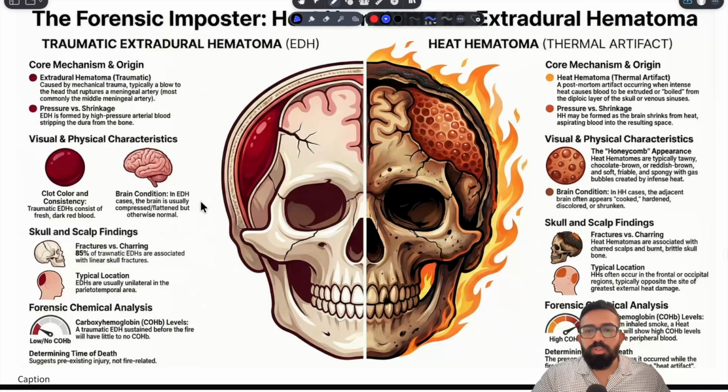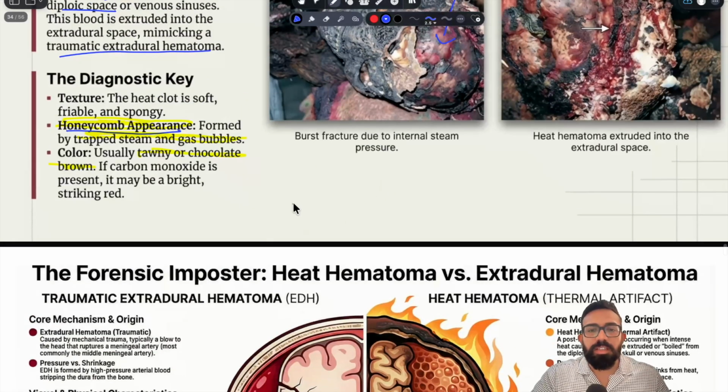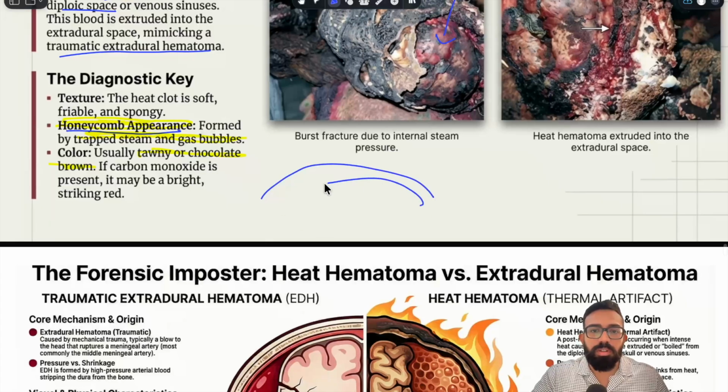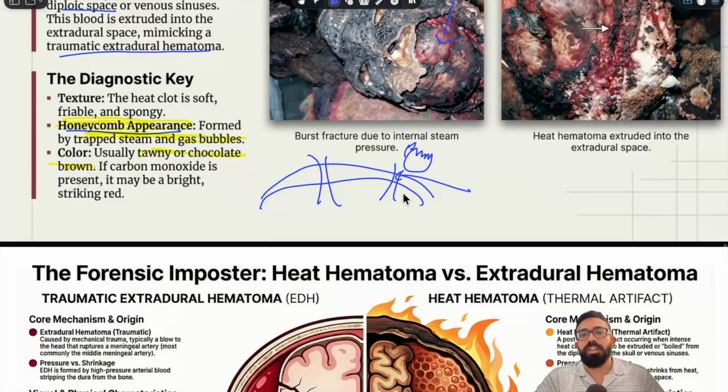One thing that I told you that I will explain is the nature of the diploic veins. See, if this is the skull bone, there are veins which are running across the skull bone. These are called diploic veins. So even though there is heat, and the flames are outside and have not yet penetrated the skull, there could be boiling of blood over here, and that boiled blood goes down from the skull bone into the extradural space, and over here you see the formation of heat hematoma.